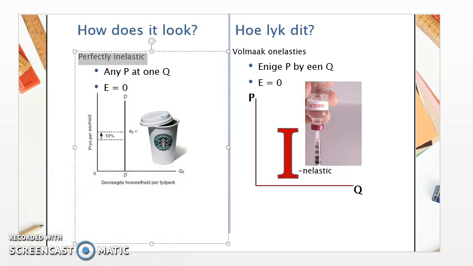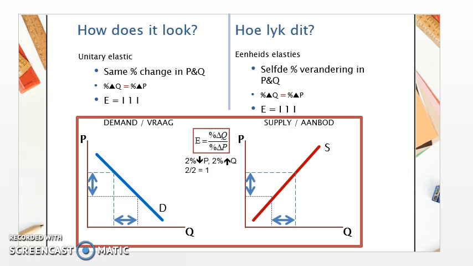Perfectly inelastic, on the other hand, means that you can change the price as much as you like. The demand will be stable. It will not change at all. So for those of you that like coffee, you will buy coffee irrespective of the price. People with diabetes will use insulin irrespective of what the price will be, because they actually require that. Okay, so the price can change, but the quantity will stay exactly the same.